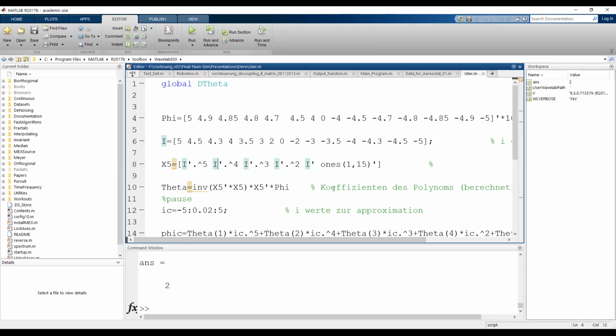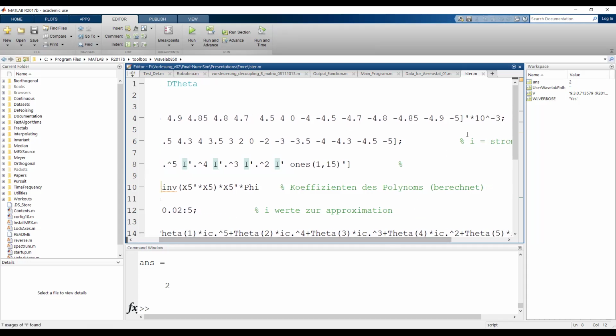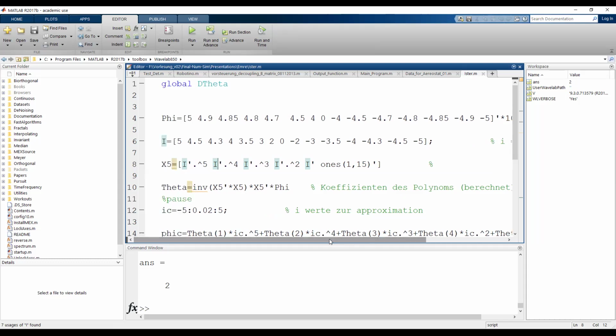In phi, line 4, we have a column vector because of this apostrophe, which represents in MATLAB the transposition. I think that you know what transposition is. Everything which is column becomes row. Everything which is row becomes column. Line 8 is exactly the exploration matrix. One minute to explain this, and then we will see line 10.